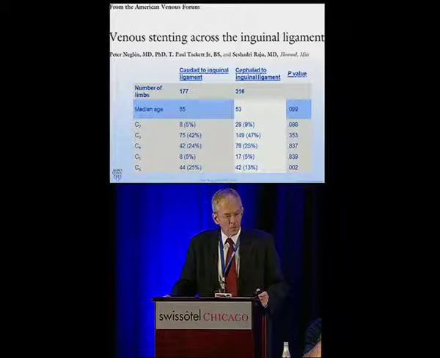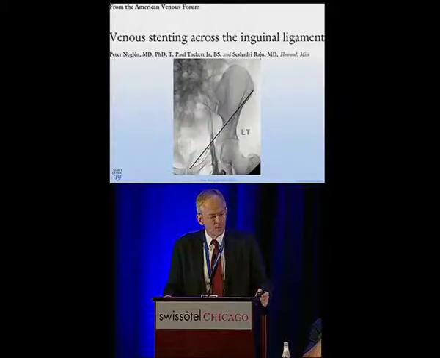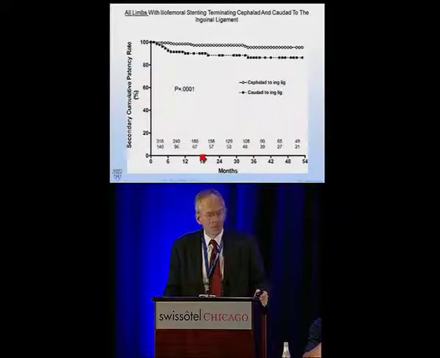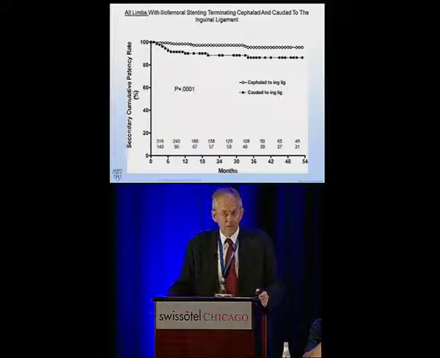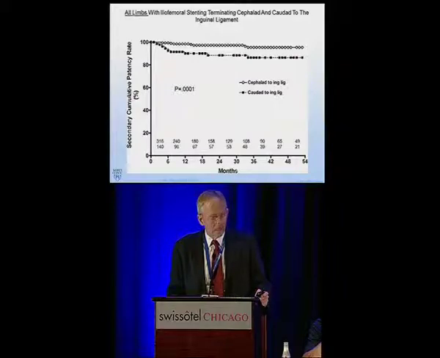They collected all the patients that they had stented up to that time and split them into groups of patients that had stents placed below the inguinal ligament, and they used an arbitrary anatomic mark to judge that. They found that if they took the entire group of patients that they stented in the iliac veins, including thrombotic and non-thrombotic, there was actually a significant difference. There was a lower patency rate in patients that did have stents extending below the inguinal ligament.